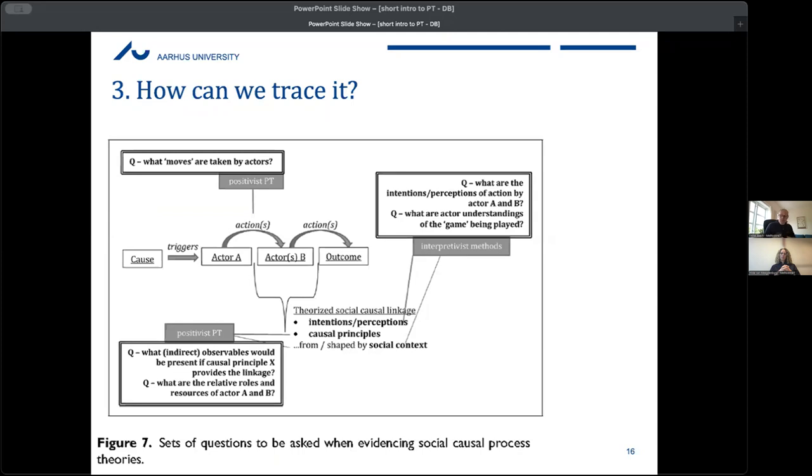So the social or interpretivist process tracer would spend a lot of time trying to understand, perhaps through ethnographic or interpretive interviewing, how things typically work in this kind of setting. What are the social roles? What is expected? What is then different? How can we interpret what actions mean?